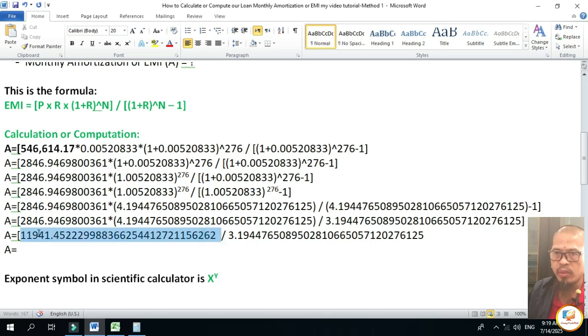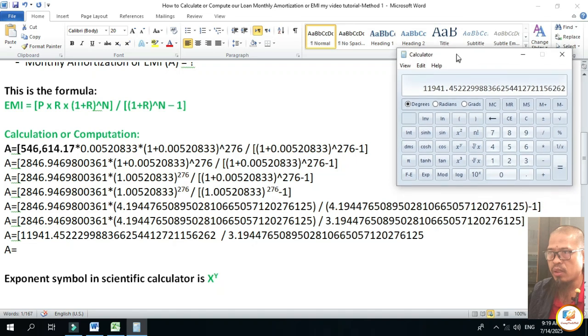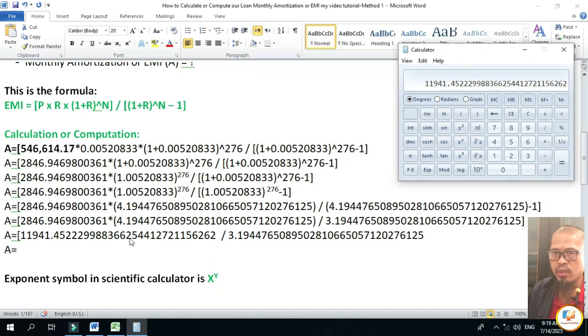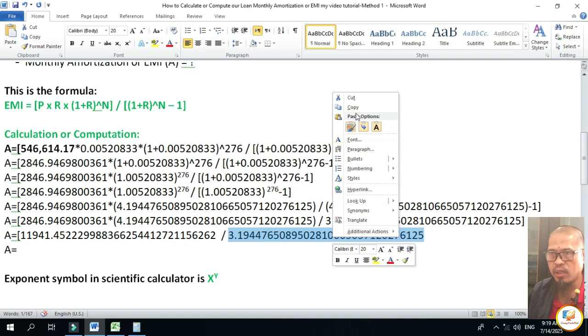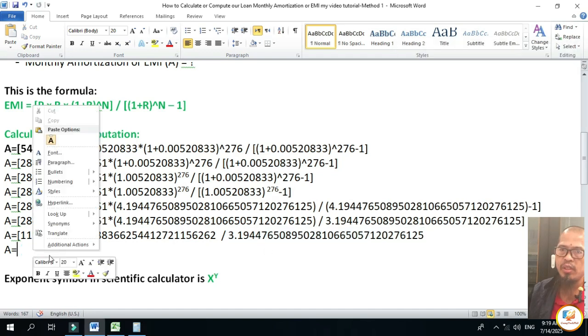So we have to multiply this one here. Okay. Put it here. Then we are going to divide this 3.91. Copy it here. And paste to our calculator. Divide by here. Okay. Then paste this one. Then equals. So this is our answer. This is our final answer. Copy our final answer.